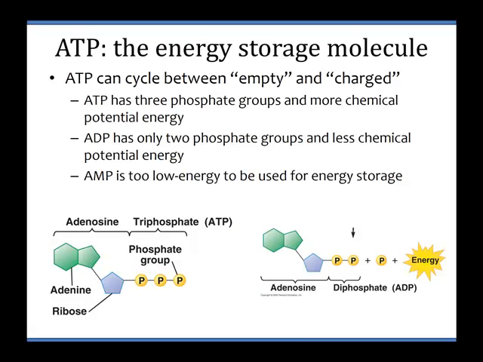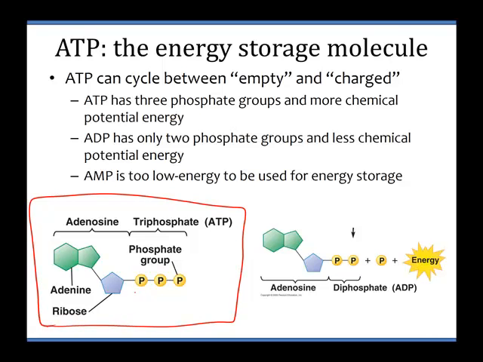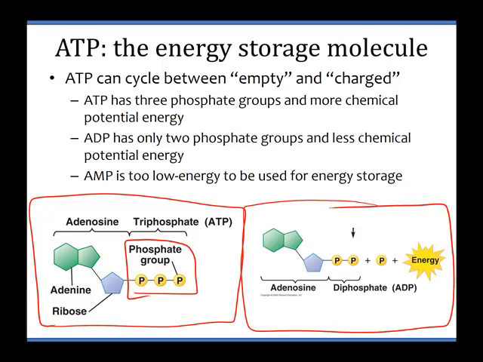Now, just like a bank account can be empty, ATP can be empty in terms of chemical potential energy. So here's the bank account of a millionaire right here: 3 phosphate groups, lots of chemical potential energy. Here's the bank account of someone who's not a millionaire. Here we just have 2 phosphate groups. We've ripped off one of them.